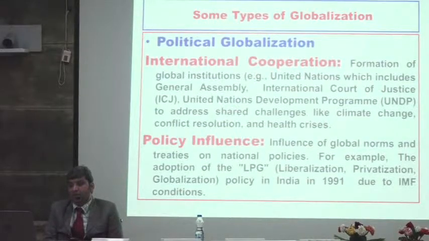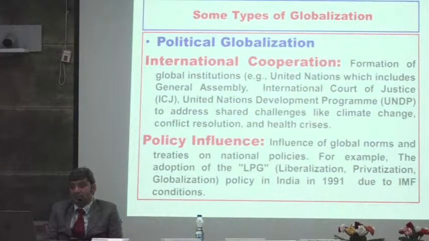We have another type of globalization, that is political globalization. Political globalization may be in the form of international cooperation. Formation of global institutions like the World Bank and International Monetary Fund are indicators of international cooperation. The United Nations, which includes the General Assembly, International Court of Justice, and United Nations Sustainable Development Goals, are accepted across the world, and these are provided by the United Nations. The United Nations is a multi-country, global organization. So this is an example of the international cooperation which is taking place.